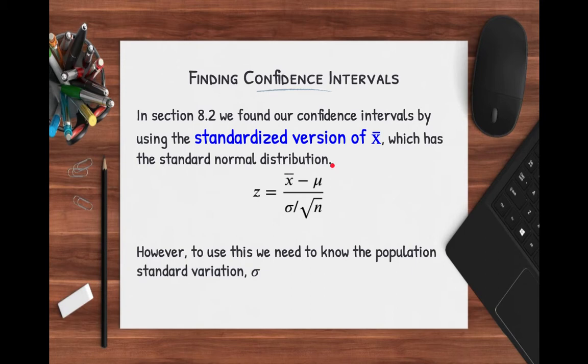So what we've been doing to find these confidence intervals, we've been using the standard normal distribution table. So we've been finding the standardized version of X bar, which basically is the z-score. So we're taking X bar minus mu divided by sigma over the square root of n, because this sigma over the square root of n is going to be the standard deviation for our set of sample means.